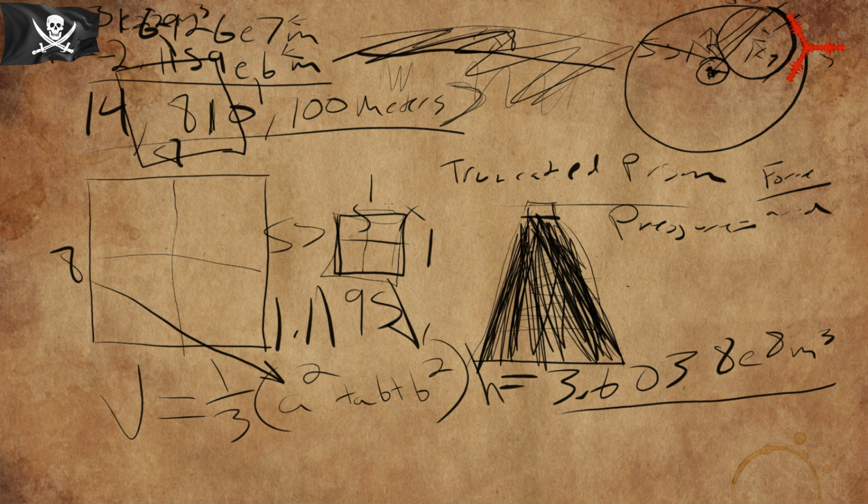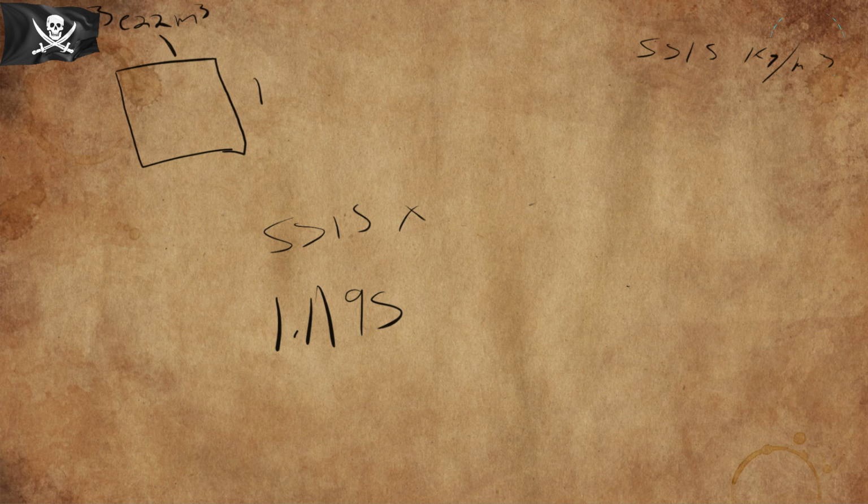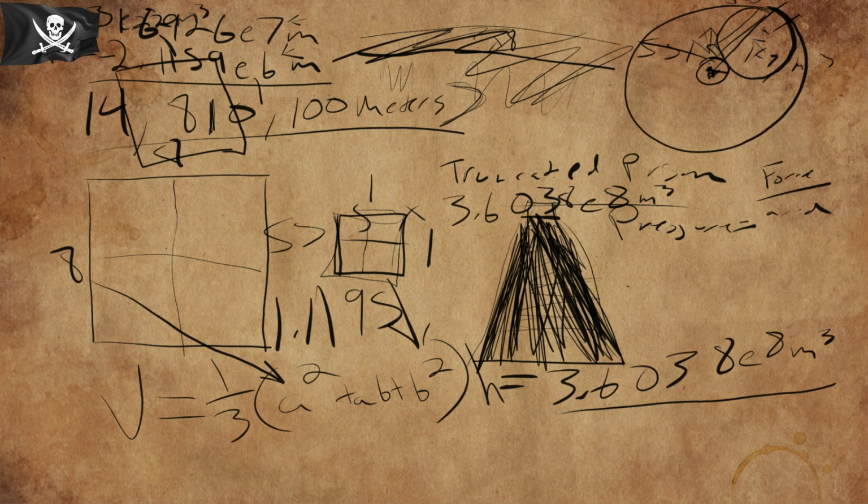That makes way more sense. 3.6038 E8 meters cubed. There we go. I was like, something's not right. Damn it, I put it in the wrong layer. Just trace over it. 3.6038 E8 meters cubed. There we go.